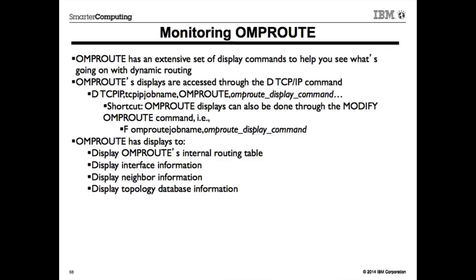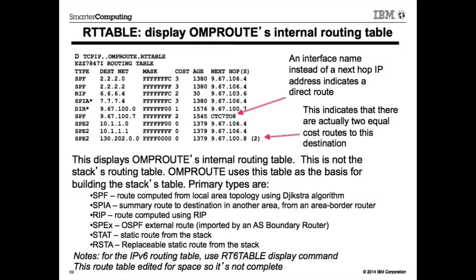OMPROUTE has lots of displays, and we'll go over some of them to display internal routing tables, interface information, neighbor information, topology information. So on slide 69, this is OMPROUTE's internal routing table display. Remember, as I said before, OMPROUTE creates its own internal routing table and then uses that as the basis for sending ioctls to the stack to update its routing table. So it looks slightly different. In the OMPROUTE internal routing table, first of all, the type is different. The type is what kind of OMPROUTE route it is. When you go to the routing table in the stack, all you know is OSPF, RIP, or connection. With OSPF, we give more detail.